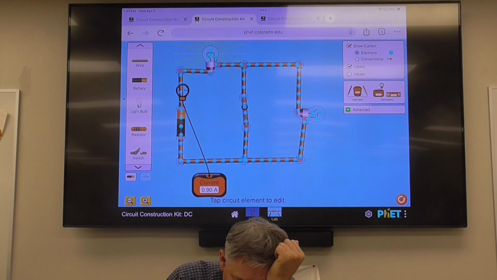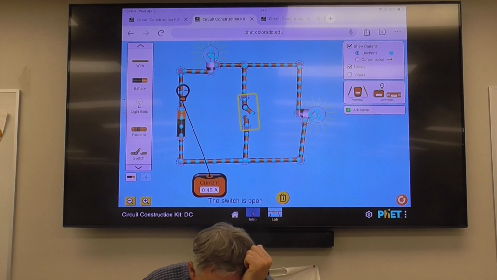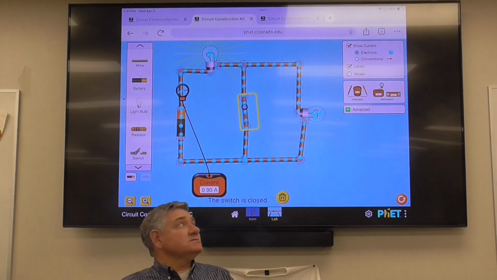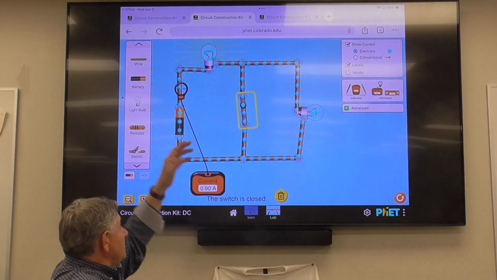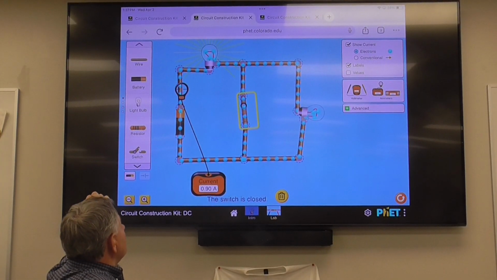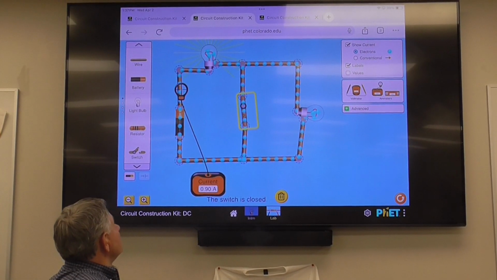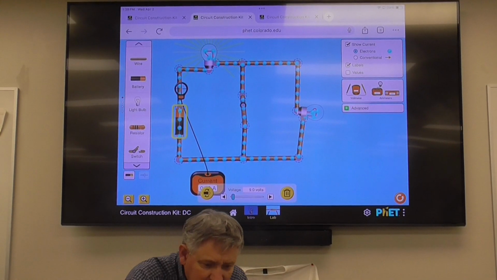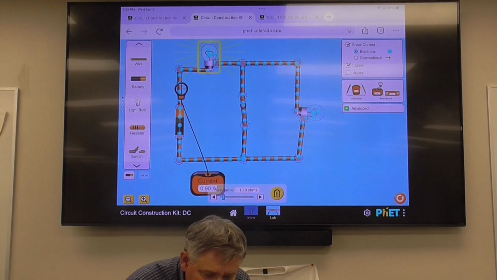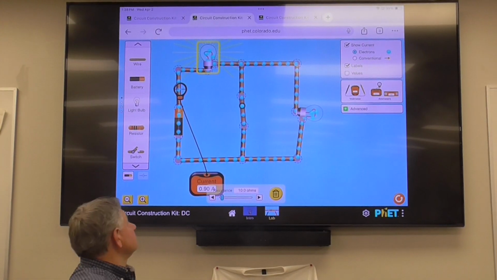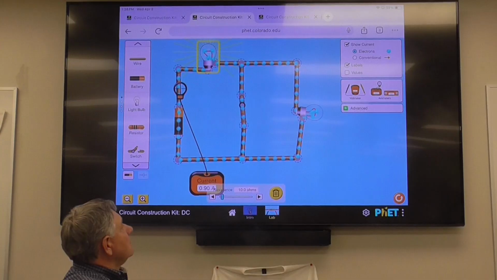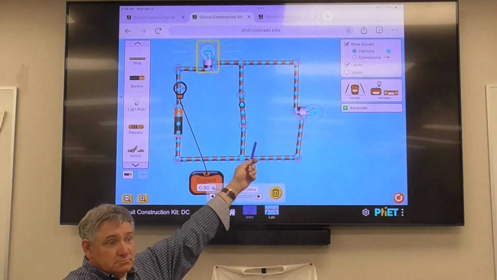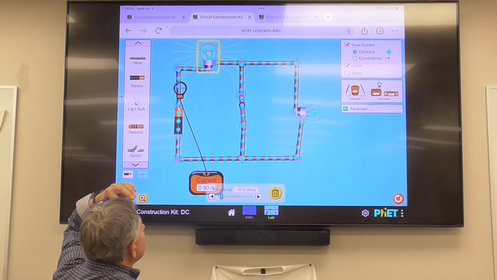Now, parallel resistors. Okay, so here's what I've got with this one. A 9-volt battery. I've got a light bulb with 10 ohms. I don't think that second light bulb's doing anything. It's not. When the switch is undone, I've got a switch in here.